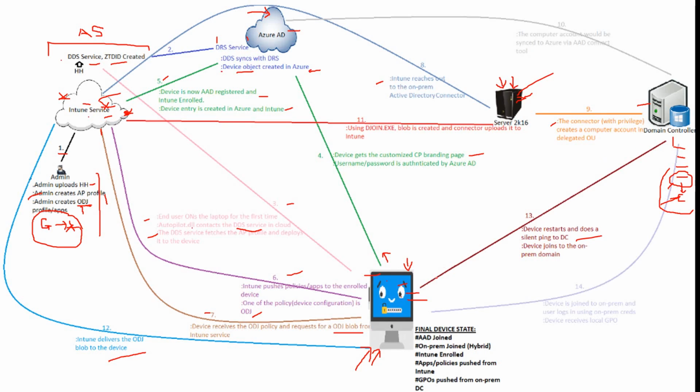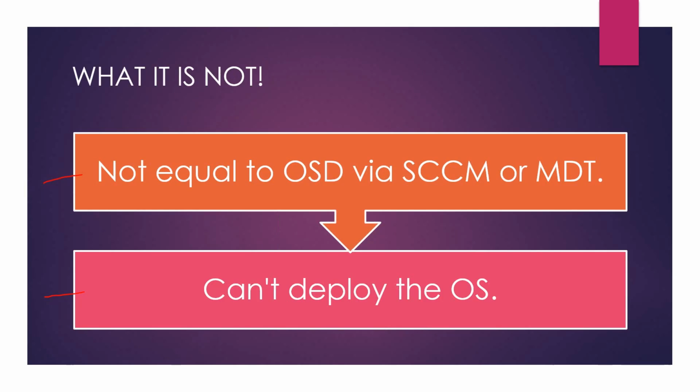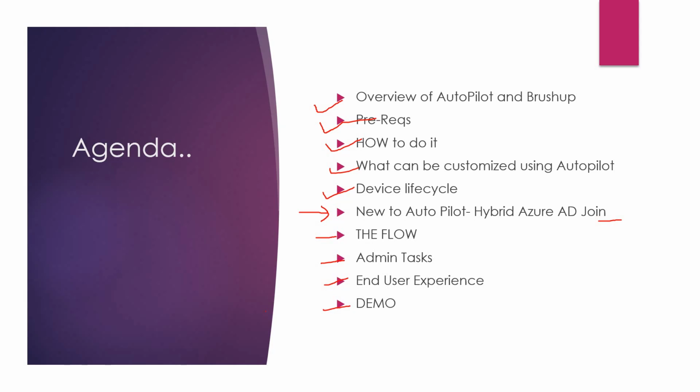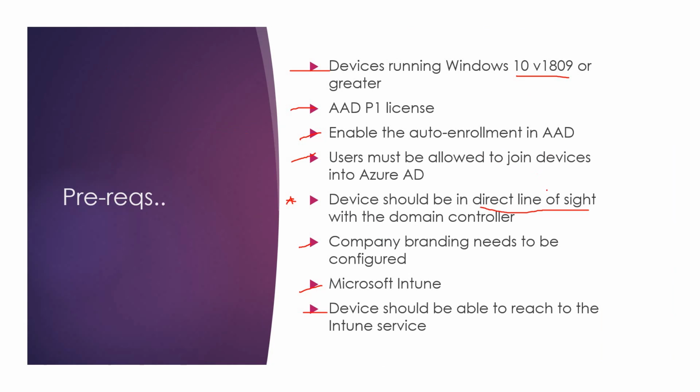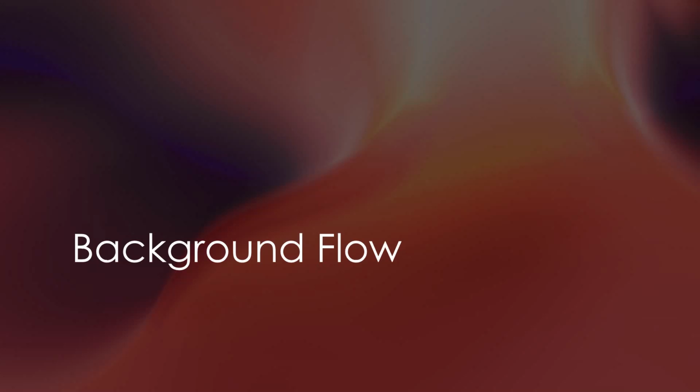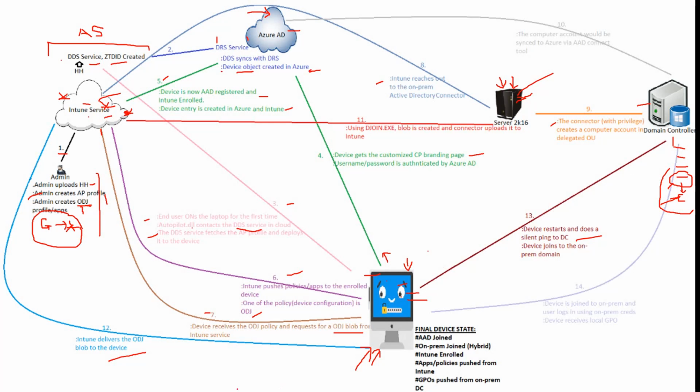Therefore it is imperative that this device, if you remember when we were talking about the prerequisites, one of the prerequisites was that the device needs to be in direct line of sight with the domain controller. Yeah, the device should be in direct line of sight with the domain controller. This is the reason, because once it is getting the ODJ blob from the domain controller via the Intune service in step 13, it is actually doing a silent ping to the domain controller.